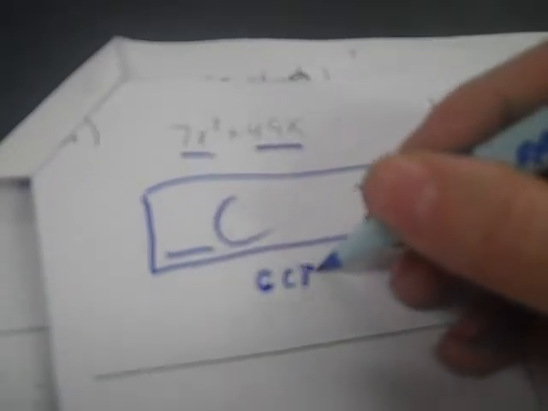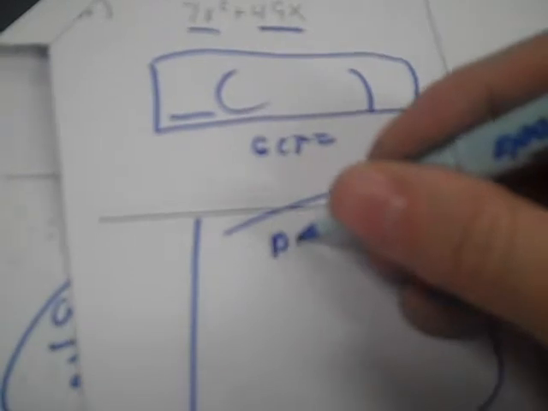Okay, next one. 7x to the second plus 49x. There are 2 terms. So GCF and the difference of perfect squares. 7 and 49, they're in the 7th row together. Now, since these both have x, you have to take the x with the 7. It won't be negative, though. So what do I do with that?